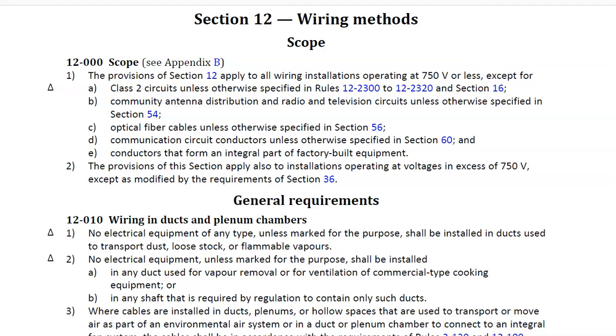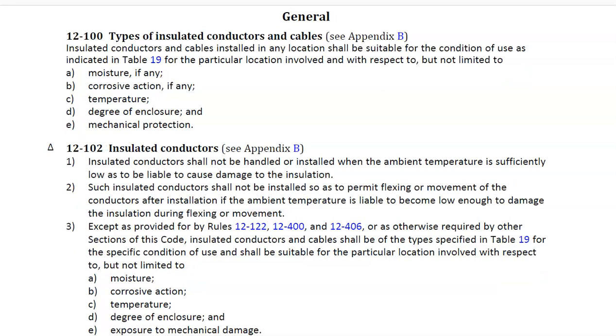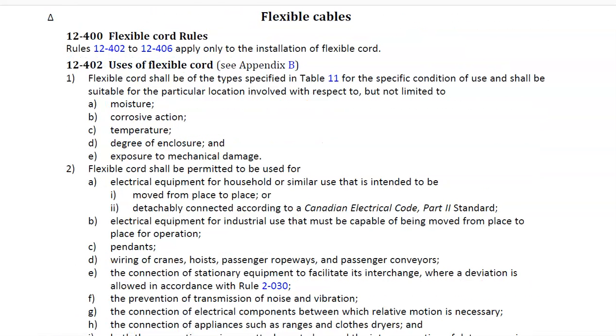We're going to start with a scope. Every section always starts with a scope, which tells what that thing is going to cover. Then we're going to have general requirements. We are also going to have conductors rules, so rules that are talking about the installation of conductors, some general rules on insulated conductors and cables, and then we're going to start going into individual ones based upon the types of wiring that we might be doing. You know, open wiring, exposed wiring, flexible cables, all of these things are placed inside of Section 12 under their own headings that we are going to look at.